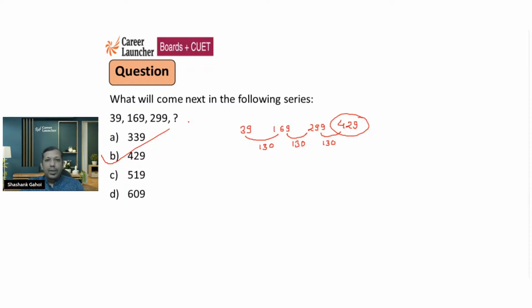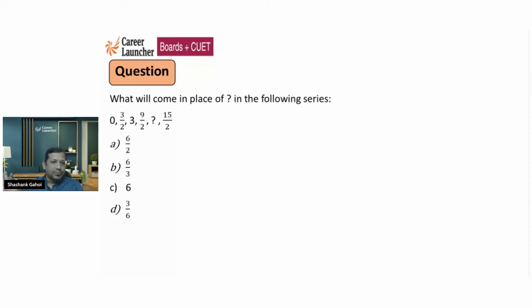Okay. Let's move on to the next one. Now, what does it say? Which of the following numbers comes in the place of the question mark? So basically, again, we are looking for something that is in decimal, the missing number, right? So instead of writing 3 by 2, I'm going to take it as 0.5.